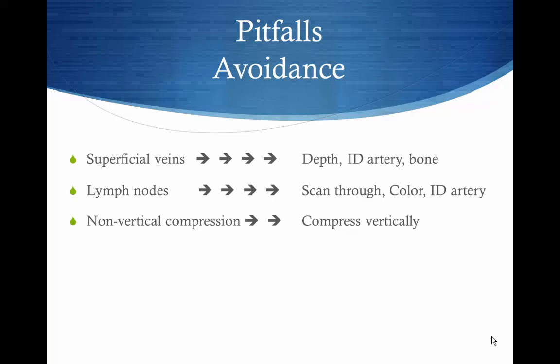Lymph nodes, just scan all the way through them. If you stick color on there, they have a little bit of color that runs into the hilum, but they shouldn't have a lot of color. Look for the artery, again, look for the relationship, scan all the way through. That'll help you avoid lymph nodes. And the way to avoid the non-vertical compression pitfall is, you guessed it, compress vertically.